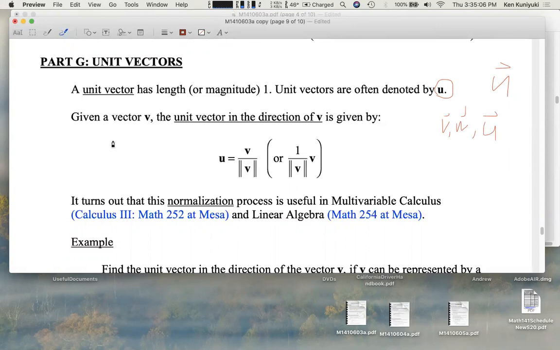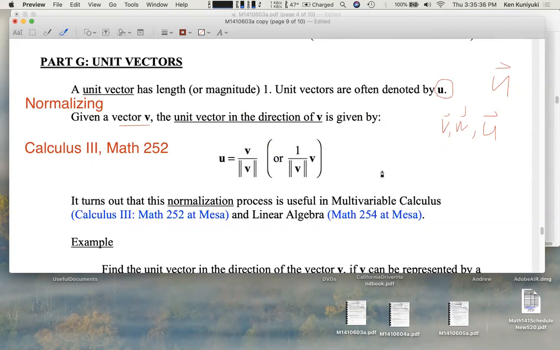Now here's something that you do all the time in Calc 3, Math 252 at Mesa. You're given a vector V, and you have to find the unit vector in the direction of V. This is called normalizing a vector. You're making it standard in a way. You're kind of doing a standardization process.